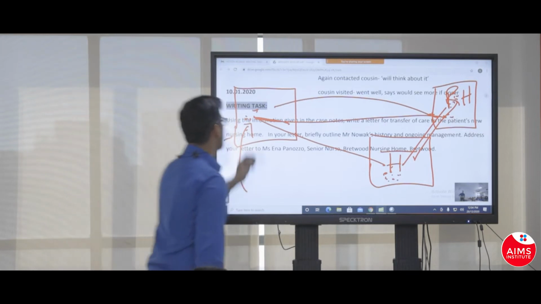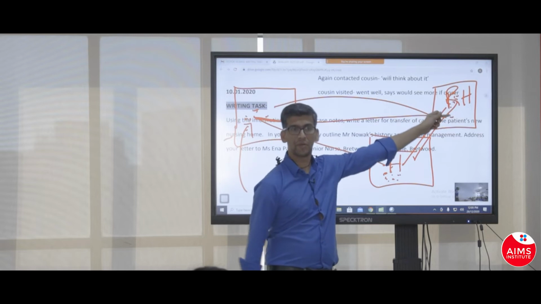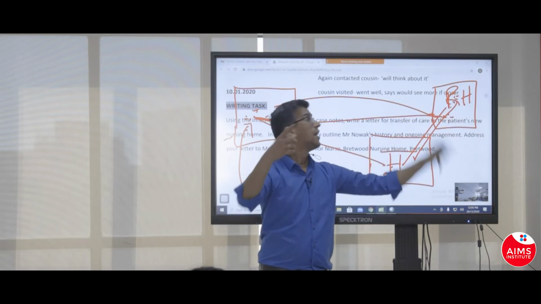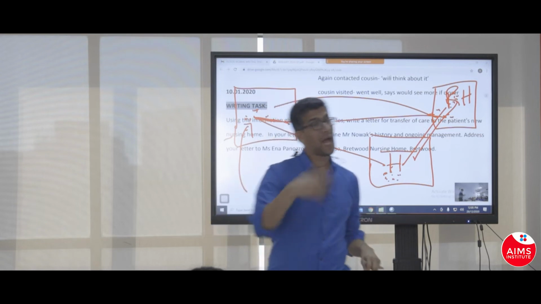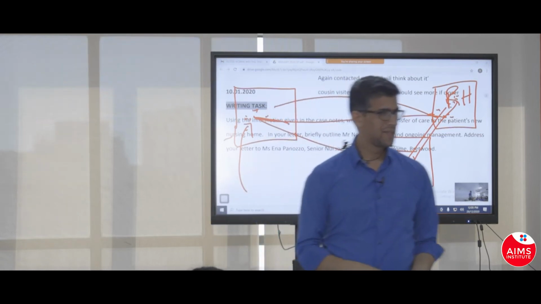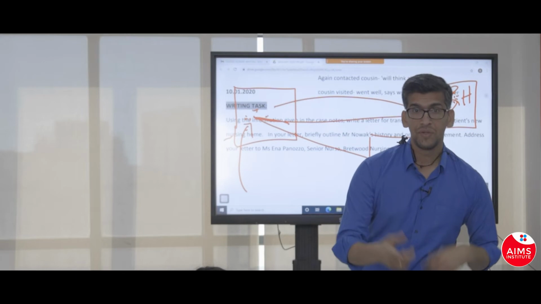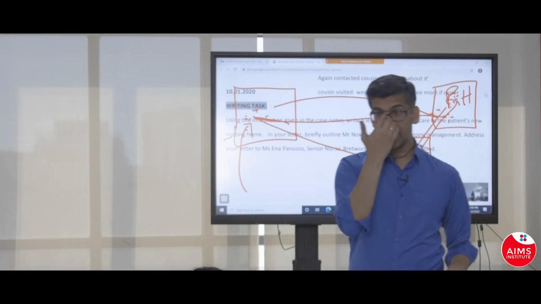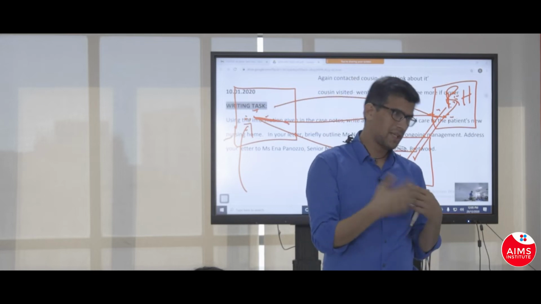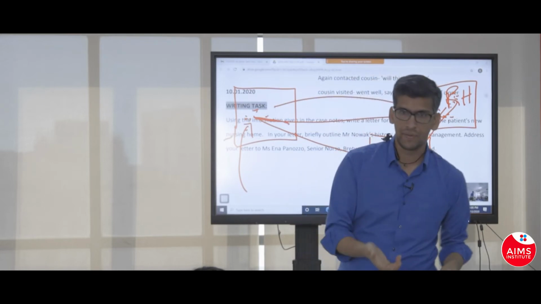Transfer letter, so you are shifting the patient from home to a retirement home. You are transferring and they are accepting. Thank you for accepting is equal to I am writing to transfer. I am transferring, you are accepting. So if you say thank you for accepting, yes, that is a kind of transfer.